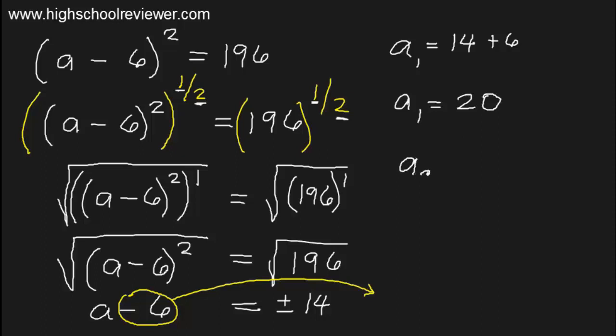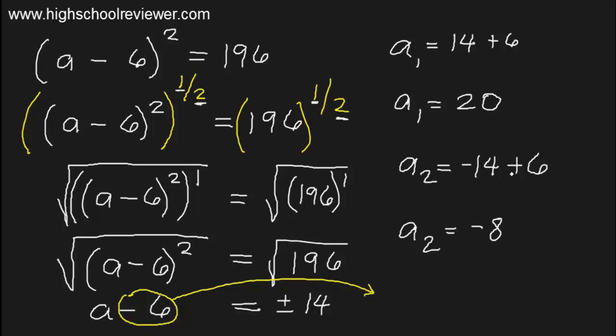Our a sub 2 will be negative 14, and then we will have positive 6. So our a sub 2 will be equal to negative 14 plus 6. This will give us negative 8. So the answers are positive 20 and negative 8.